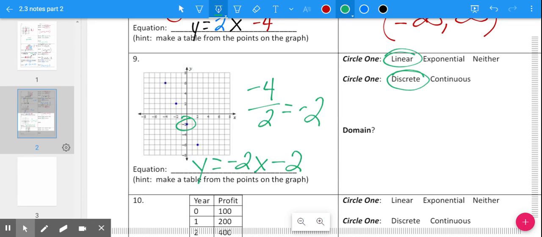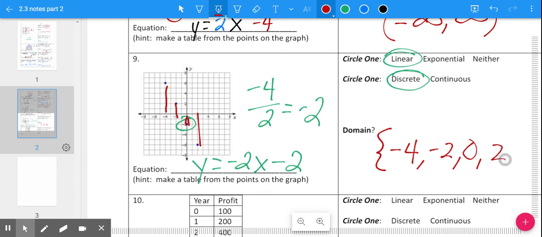Now your domain on this one, we only identify the x values where there is a point. So we have a point at -4 as an x value, at -2 as an x value, at 0, and at 2. That's it.